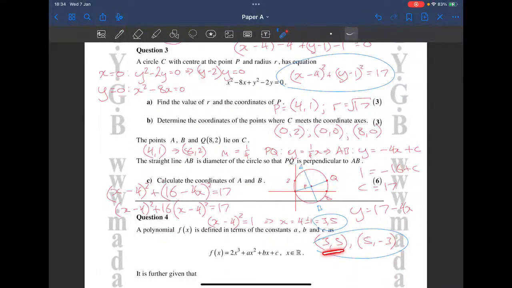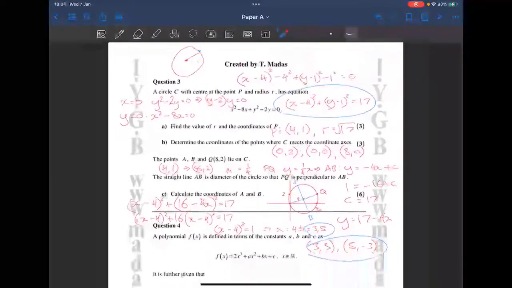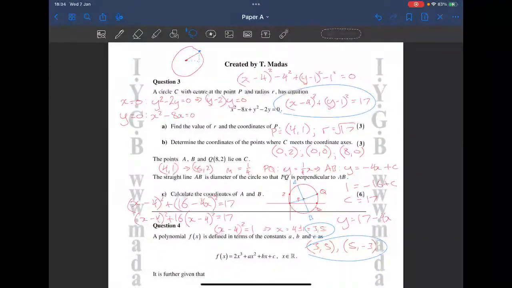You often see, when you're doing stuff with circles, that the answers you get are very close to each other. You see 3 and 5 just appearing twice in both of them. Not always the case, but that's a good sign that things have gone correctly. So yeah, we're done for that one.